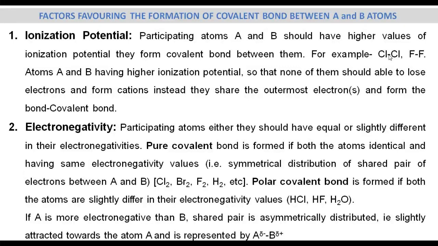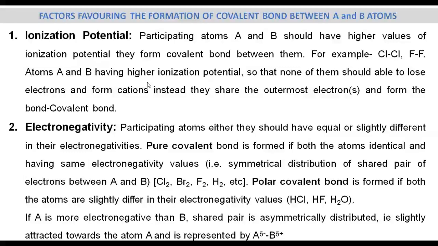So with higher values of ionization potential, it is easier to form the covalent bond. Here the atoms A and B have a higher ionization potential, so none of them is able to lose electrons and form cations. Instead they share the outermost electrons and form the covalent bond.